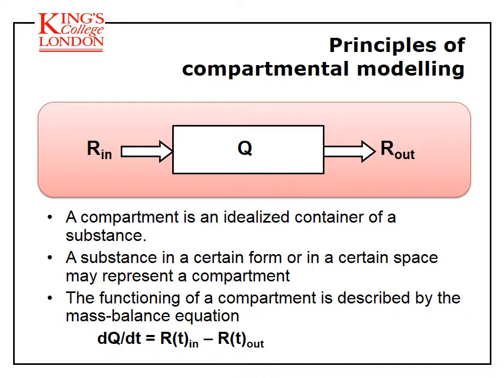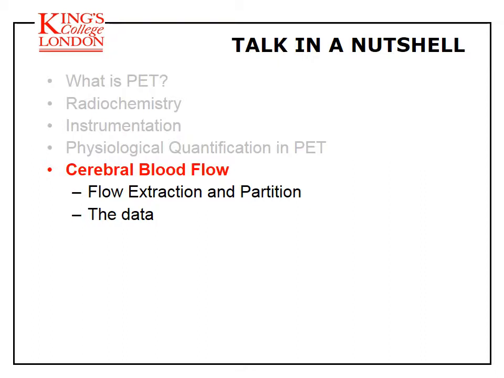But what are these compartments? As discussed before, a compartment is an idealized container of a substance that can either represent a segregated state of the tracer or a biochemical transformation. The equations that are used are actually quite simple, and they are written as mass balance equations. Say the change in the quantity of a substance in a compartment is simply equal to what gets in minus what gets out. So, let's now try to make some nice examples. And the first, a paradigmatic one, is cerebral blood flow.